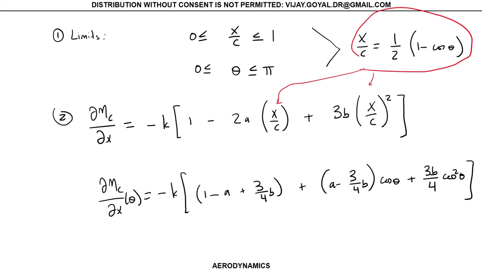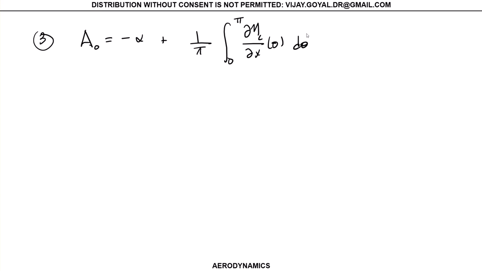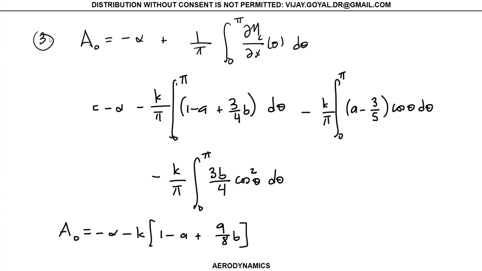I know I'm going to need my coefficients, so let's calculate what they are. A sub 0 is equal to minus alpha plus 1 over pi, the integral from 0 to pi of the partial of eta c with respect to x, d theta. This is minus pi, and replacing the whole expression in there, you get the following.